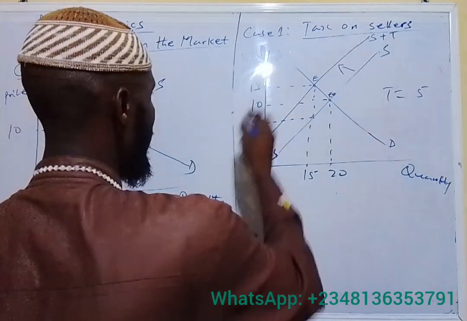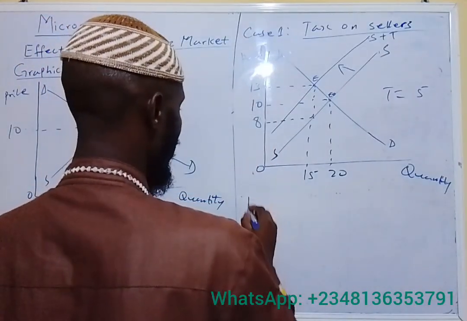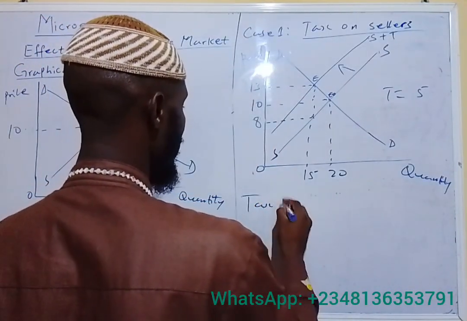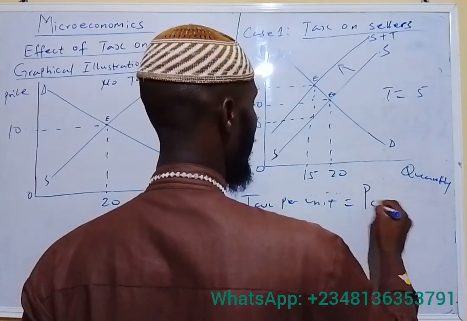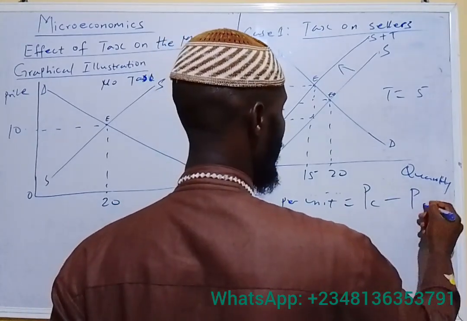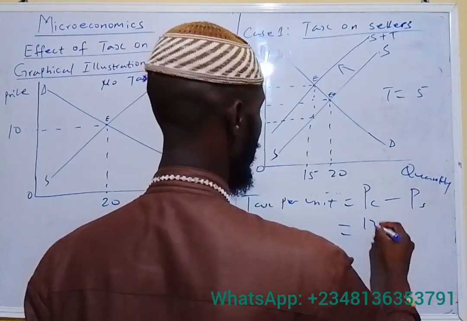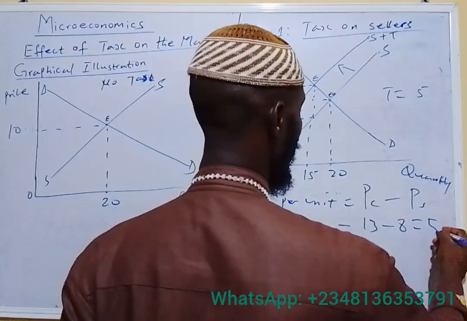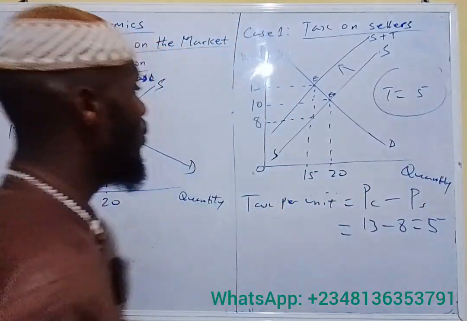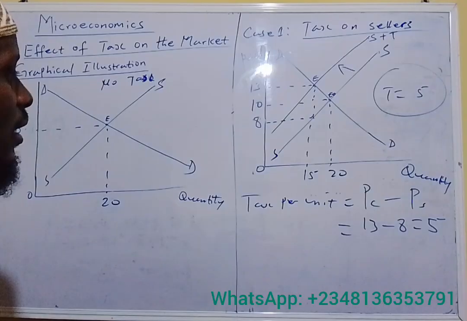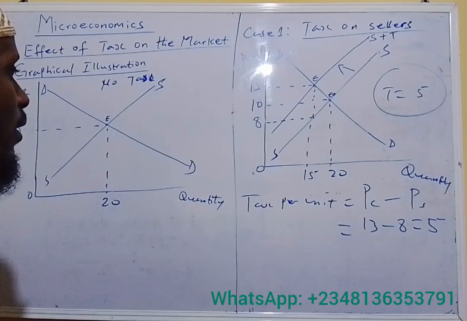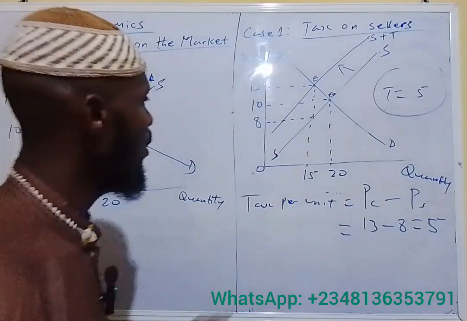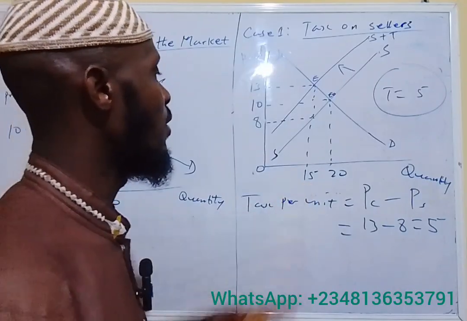Therefore, the tax per unit, as I said the other time, is equal to the price paid by the buyers minus the price received by the seller. So we have 13 minus 8, which is equal to 5. That is exactly the effect of the tax on the market equilibrium price and quantity. You can see the quantity has fallen to 15 units. Hope this is clear.